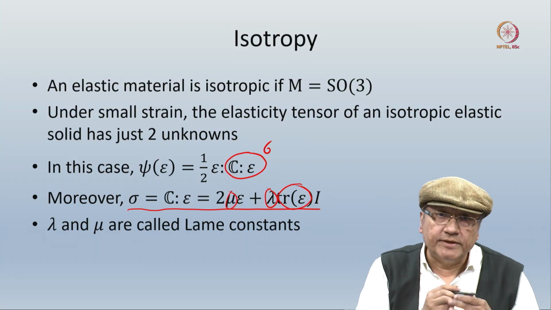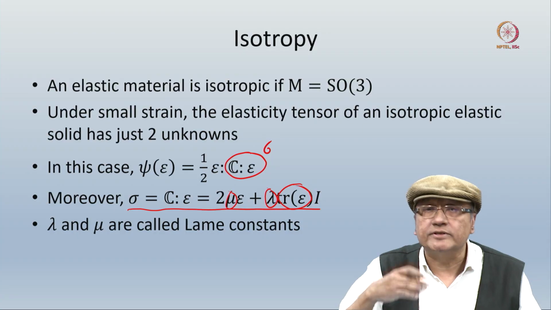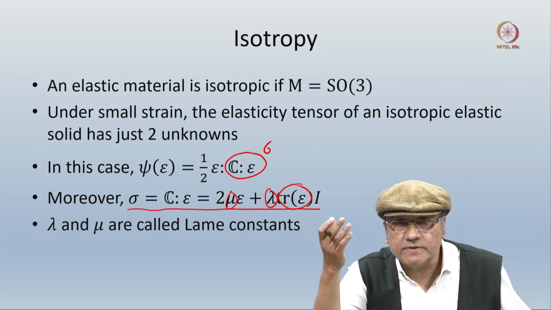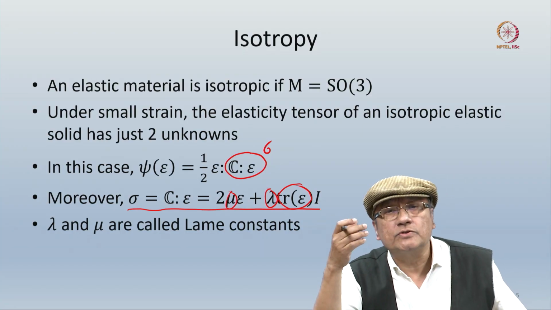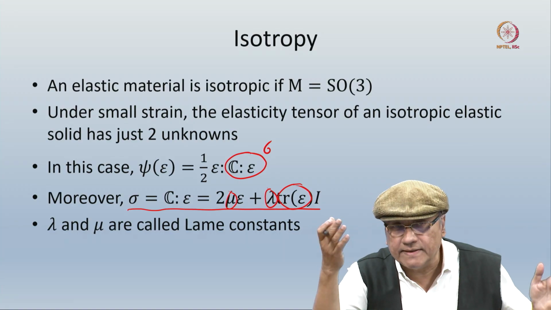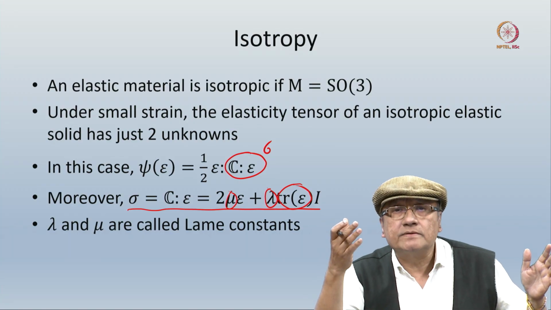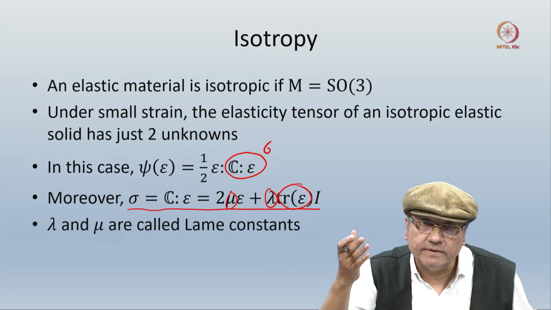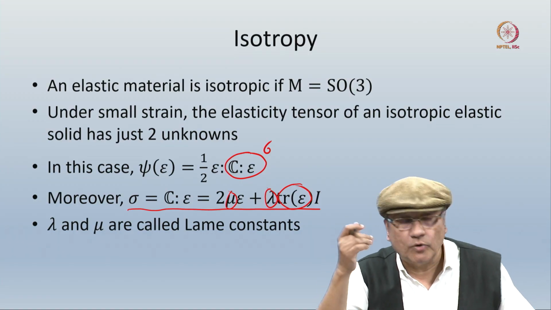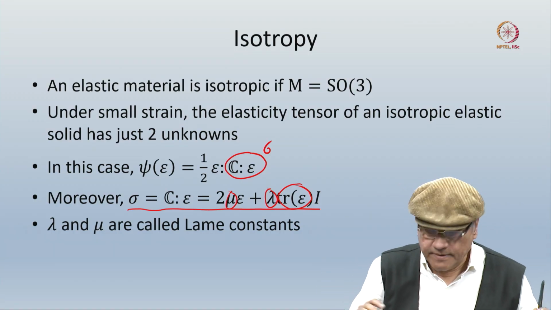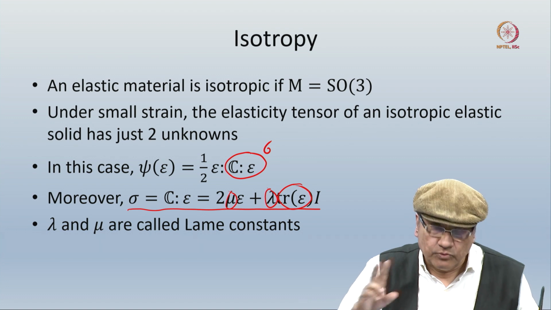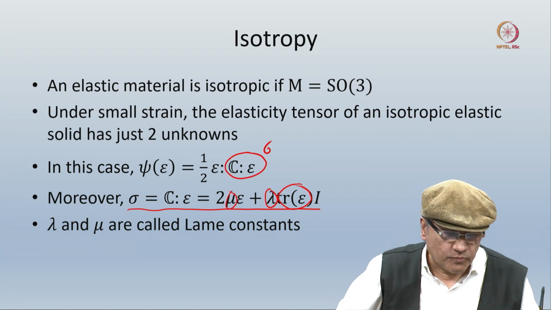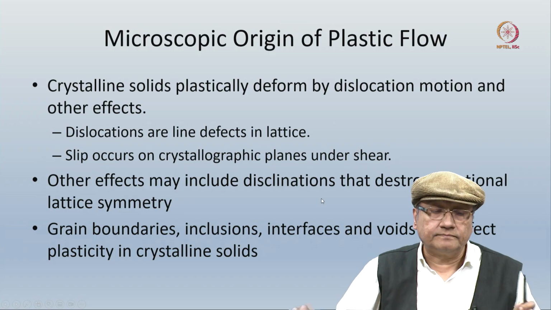Now you can also write this sigma alternatively, not necessarily in terms of Lamé constants. You can write it in terms of elasticity constants like Young's modulus and Poisson's ratio, okay. But you will always need two constants, not more than that.